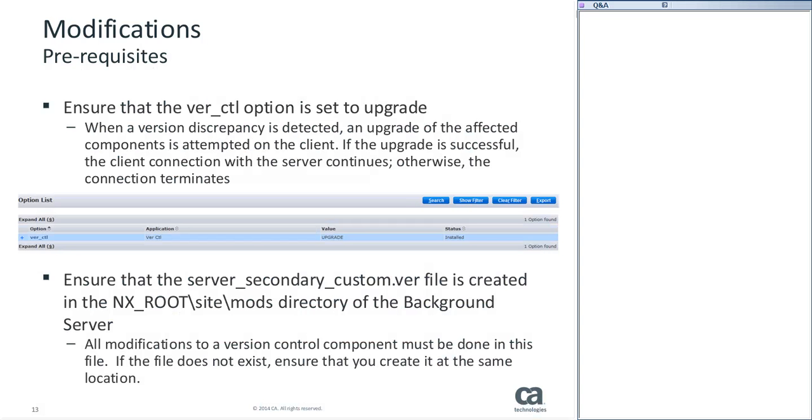Secondly, we need to ensure that the server secondary custom ver file is created on the background server in the site mods directory. All the modifications of the components that we'd like to sync across the architecture are controlled within this file. If this file doesn't initially exist, we would just have to manually create it at that location.